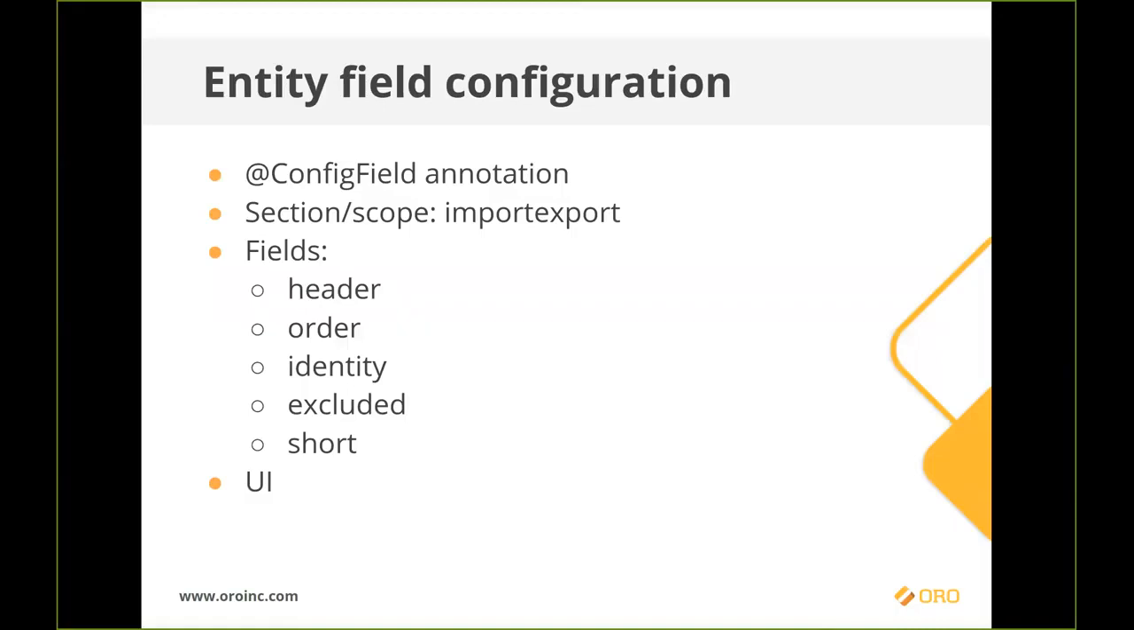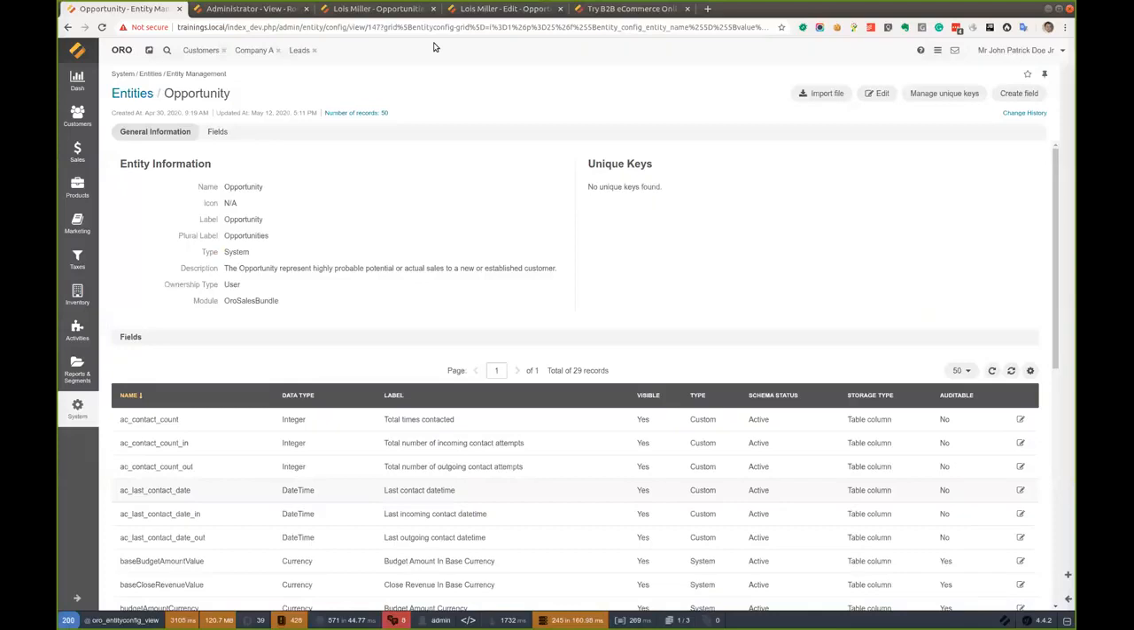And now how we configure the import export. Again, we have the config field annotation with the scope of import export. And the fields we can use are header, order, identity, excluded, or short. We're going to talk about each in a second, but first we'll show you that you can modify them through the UI. So let's open the UI of the application.